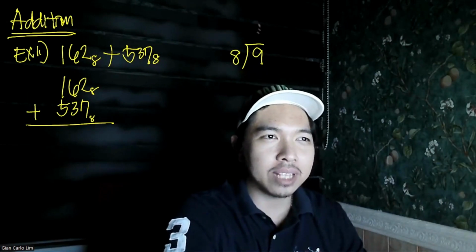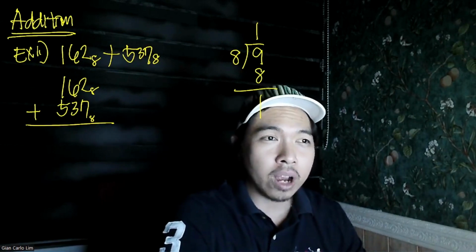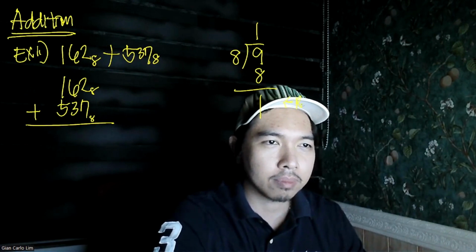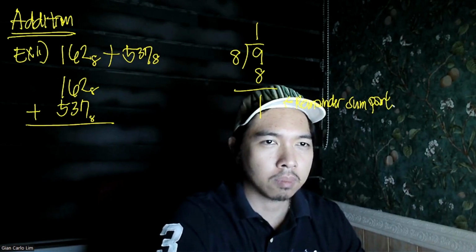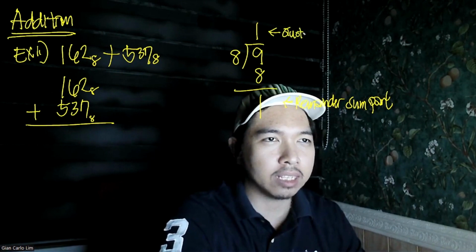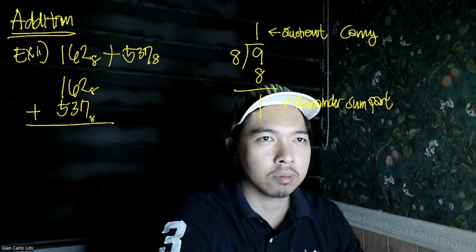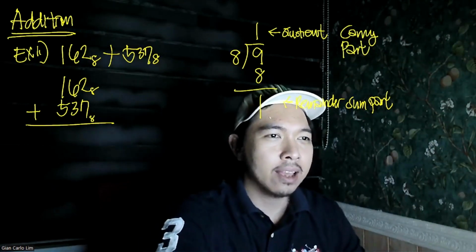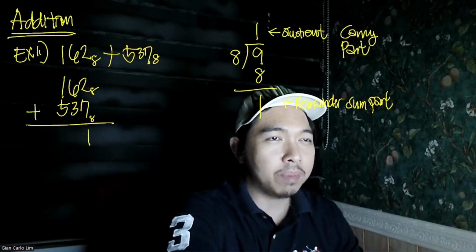So 9 by 8, so that is equals to 1. Meron tayong 8 dito, remainder 1. Yung remainder, ito ang ilalagay mo ngayon sa may sum part. At yung 1, ito yung magiging carry part or yung quotient na tinatawag natin. So, ganun lang yung process. Okay, so, continue lang yan. So, 1 remainder will be the sum part. Carry will be 1 yung quotient part.